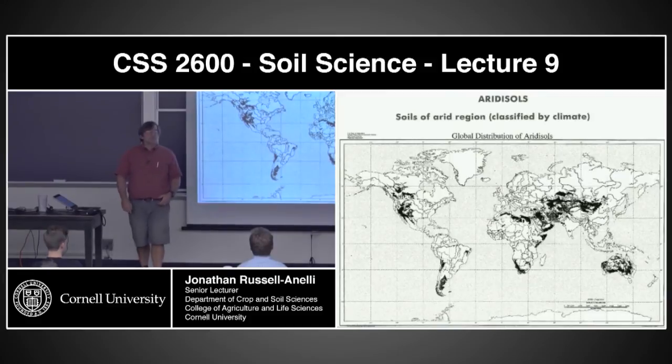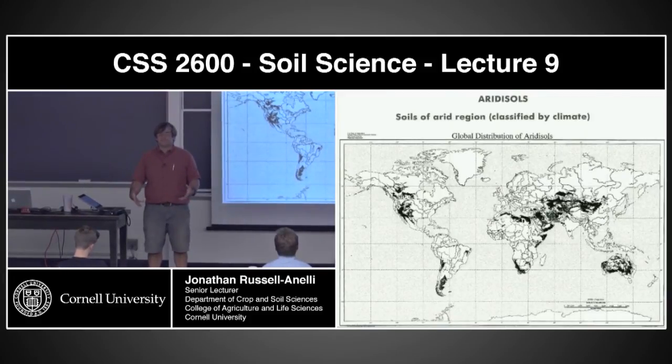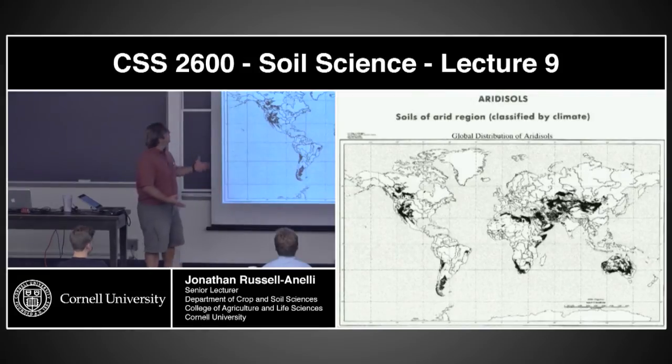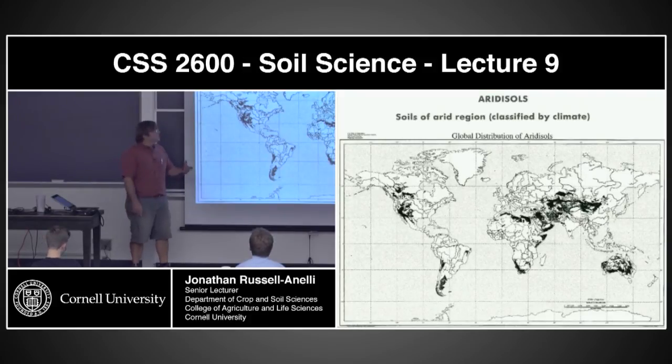Okay, let's move on to the next soil. A dry climate. An aridisol. We're basically looking at soils that are arid region. So these soils are based on climate. They're classified by climate. You look at the world, you basically look at the dry parts of the world, and that's where you're going to find these soils.